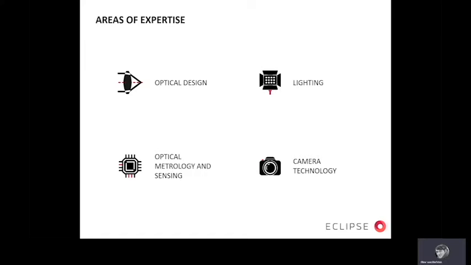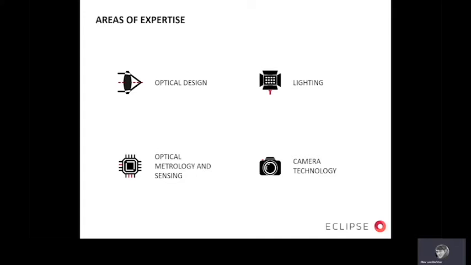The areas of expertise that we have is optical design. We work a lot in ZEMAX, doing imaging systems, microscope objectives for cameras and other imaging solutions. We also work with lighting, non-sequential design of optics, waveguides, light guides, using an LED to illuminate a surface in as aesthetically pleasing a way as possible.